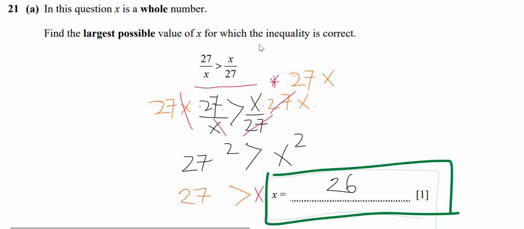Now for 27 over x greater than x over 27, all we can do is cancel out the denominators by multiplying the whole inequality by 27x. Now we put 27x on the left and right. This is the original question, and we can cancel out the x on the left side. So we have 27 times 27, which is 27 squared. On the right side, 27 and 27 cancel out. So we have x times x, which is x squared. Now when we take the square root, it will be 27 greater than x. So the largest possible value for x will be 26.